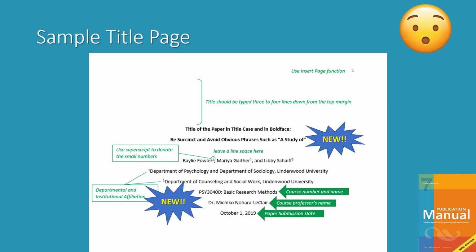And then don't forget to put the departmental affiliation along with the institutional affiliation under your names. And you'll notice how we use the subscript to denote which of these student authors belongs to which department. And then underneath that affiliation information, we have the course number and name, the course professor's name, and then the paper submission date, all centered.